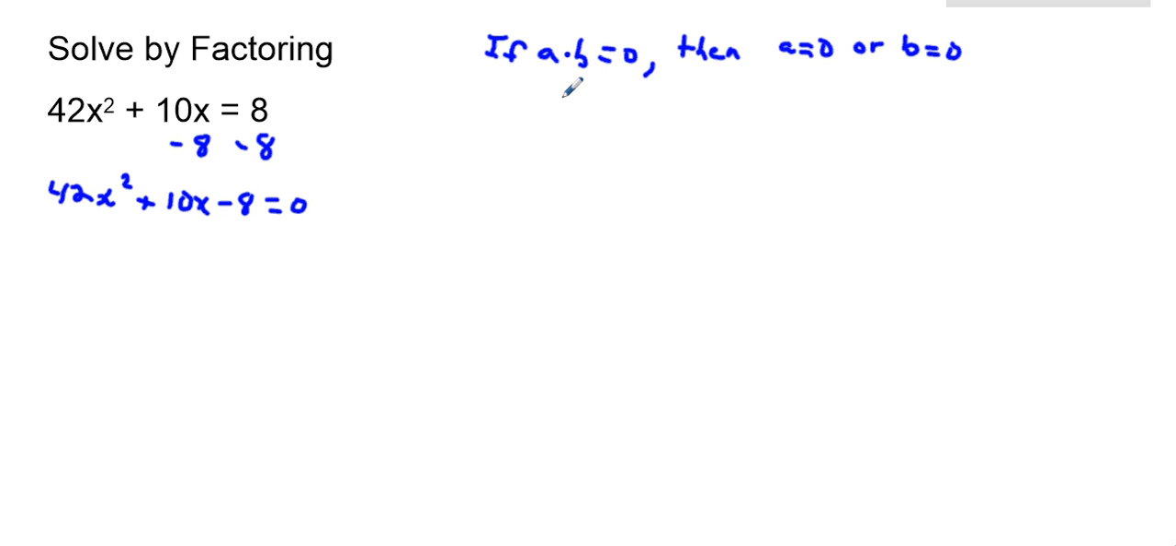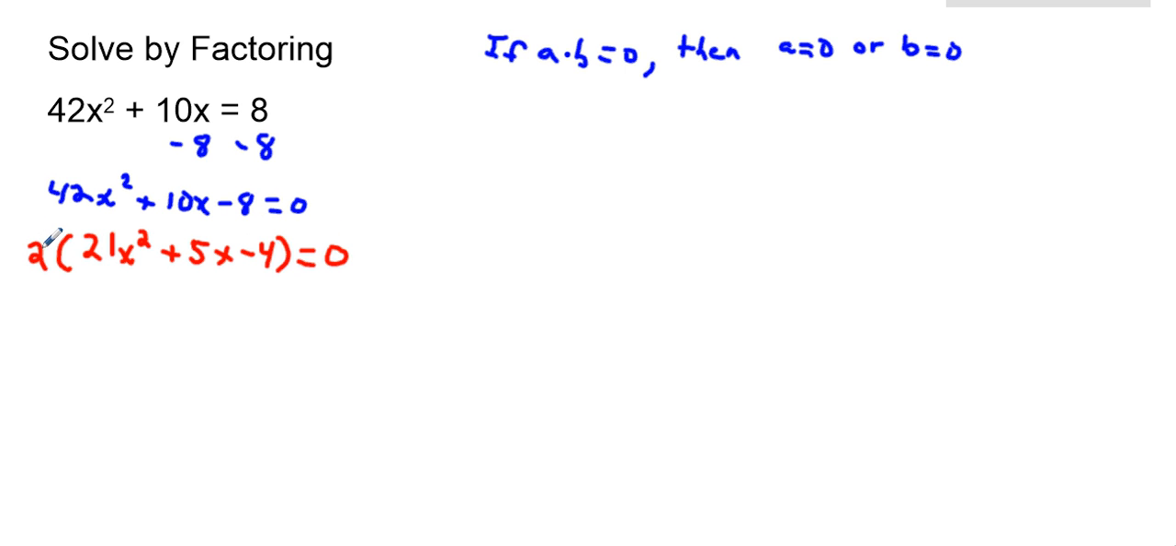Now we need to break up our expression into two smaller expressions, an a times a b we'll call it. We're going to do that with factoring. Our first step in factoring, remember, is always the greatest common factor. I noticed that 42, 10, and 8 are all even numbers, and it looks like our greatest common factor in this case would be 2, because 4 doesn't go into 10 or 42, and 8 doesn't go into 10 or 42. So pulling out a 2, we're left with 21x squared plus 5x minus 4, and all that's going to equal 0.